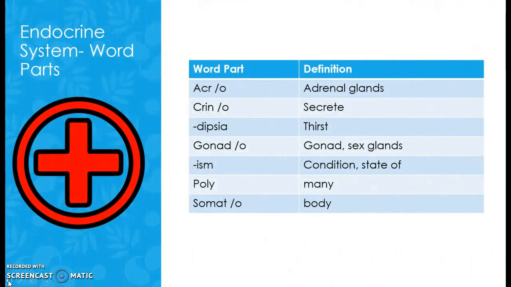And so first, let's look at some of the word parts of the endocrine system. ACR or ARC is defined as the adrenal glands. Crin, secrete. Dipsia, which would be a suffix, is thirst. Gonad, or sex glands. Ism, also a suffix, would mean condition or state of. Poly meaning many, and somat meaning body.